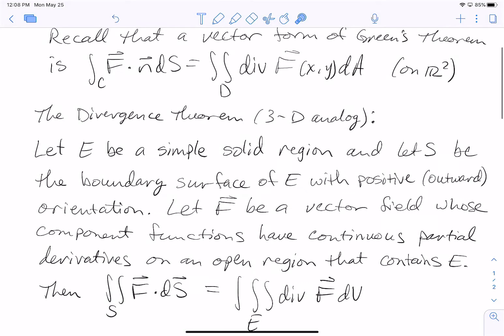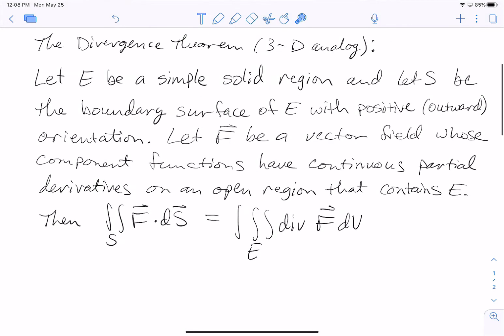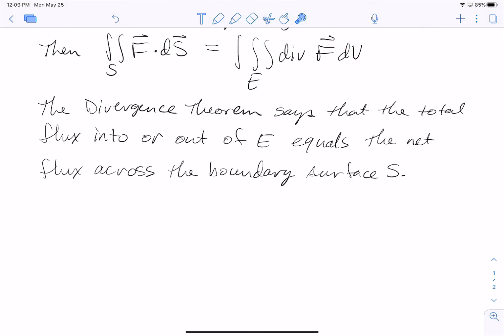So for both Green's theorem and the divergence theorem, on the left-hand side we have the surface integral over S of F dot dS. On the right-hand side we have the divergence of F, but now we're in a higher dimension, so we have a triple integral and it's dV instead of dA. What this means is that the total flux into or out of E, so this triple integral, is equal to the net flux across simply the boundary surface S.